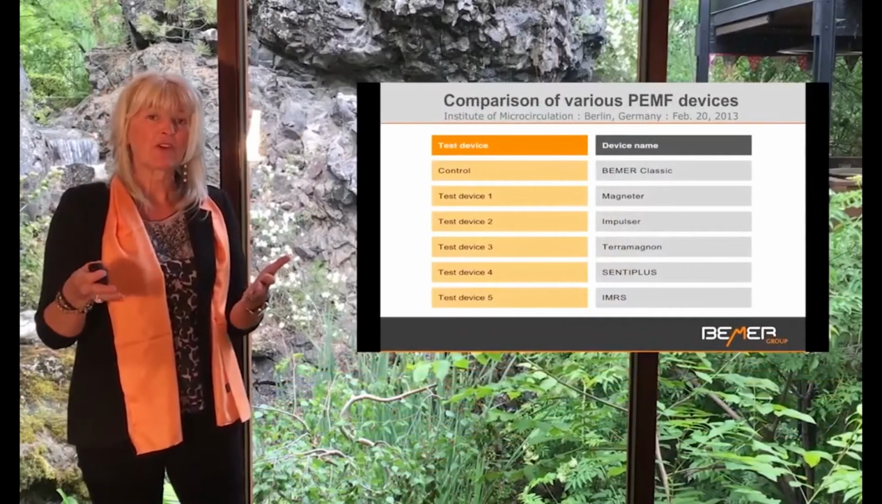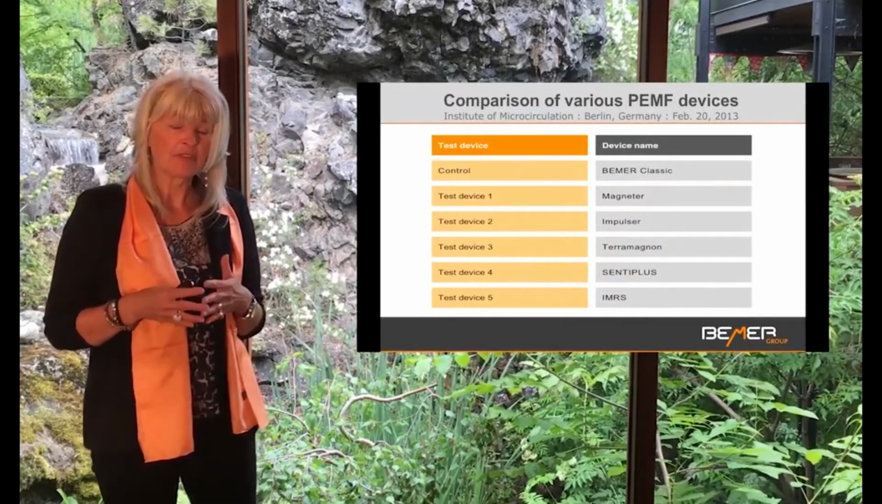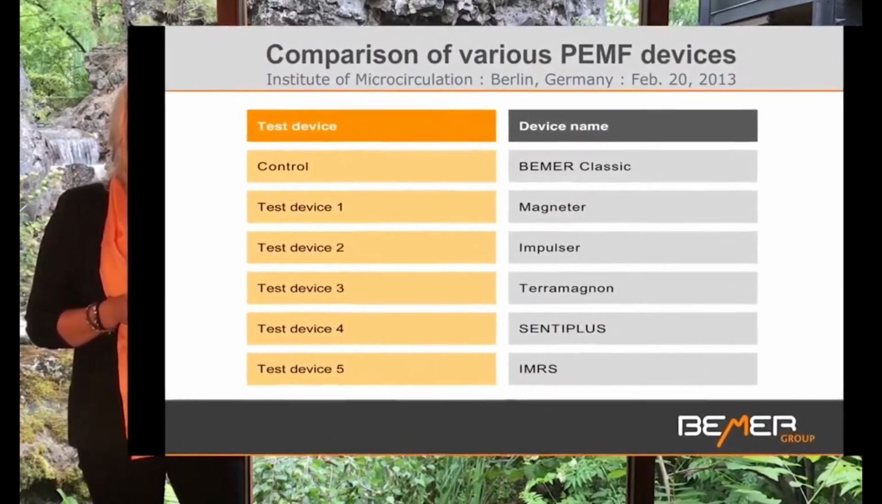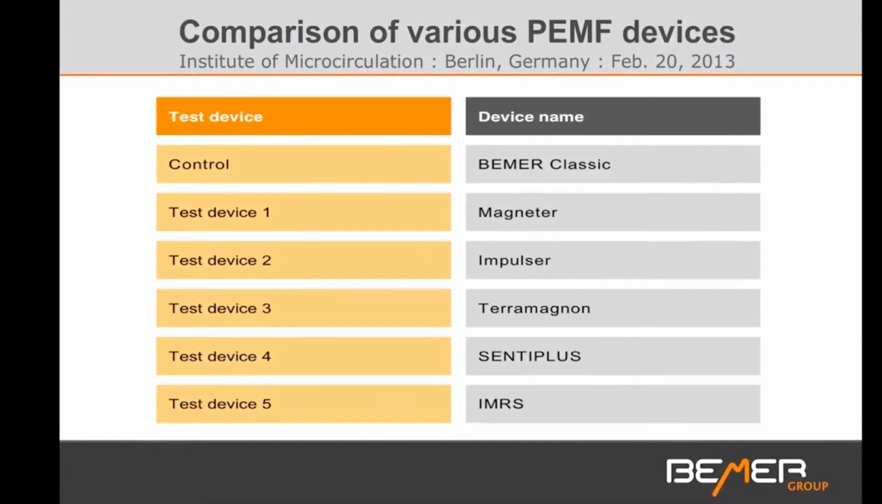We can demonstrate this also, how significantly more effective BEMER is through a comparison study. These were the various devices here that we were using in a study that was performed at the Institute of Microcirculation in Berlin, Germany. And all these devices were used according to the specifications of the manufacturers over the course of 3 days. There were measurements taken on the day prior to use, on the first day of use, on the second day of use, and the third day of use, as well as on the day after when none of these devices were used.